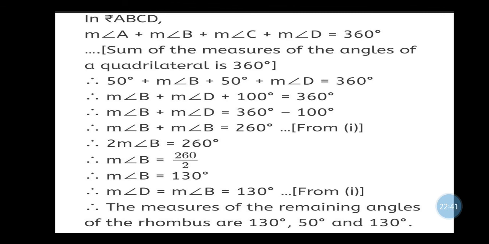As we got angle B, we will get angle D because they both are equal. Therefore, measure angle D is equal to measure angle B is equal to 130 degree. Therefore, the measures of the remaining angles of rhombus are 130 degree, 50 degree and 130 degree respectively.